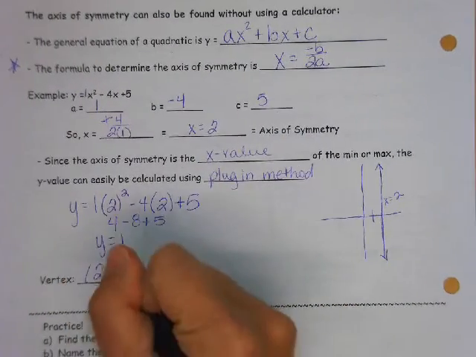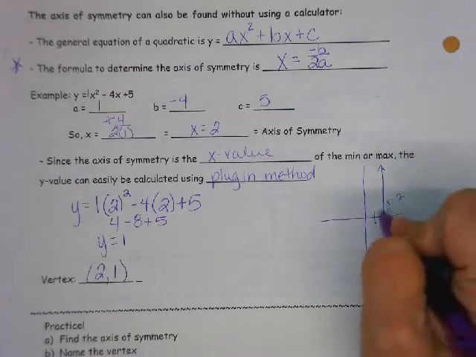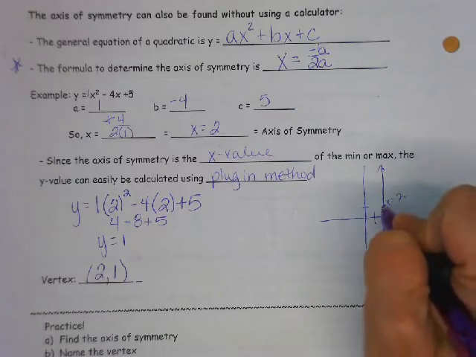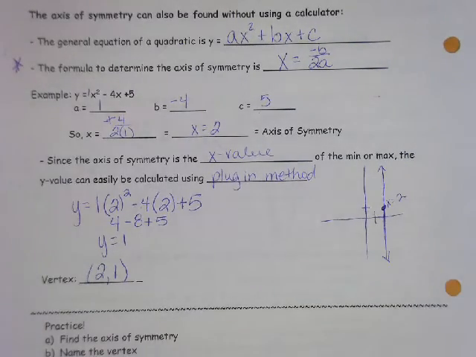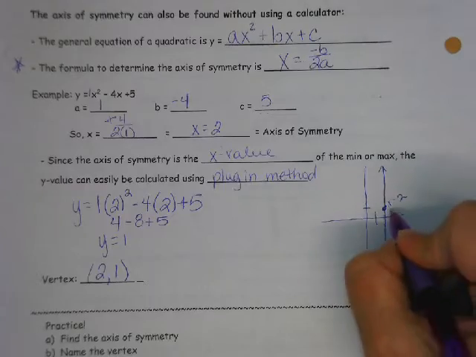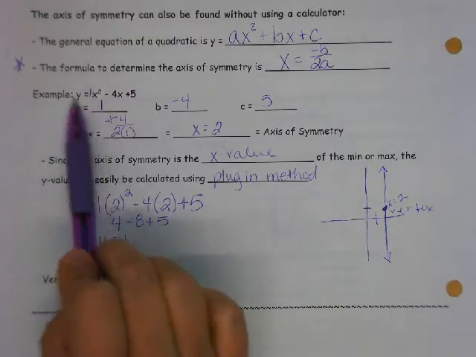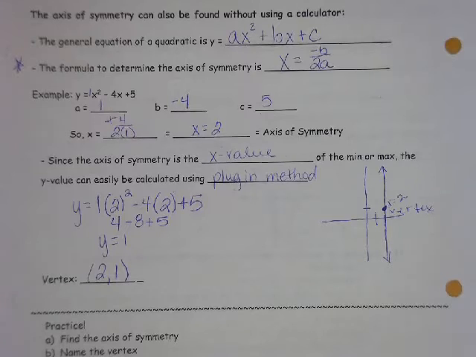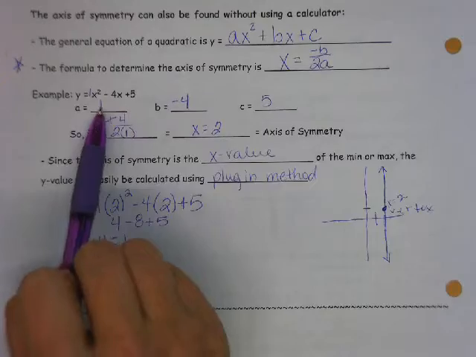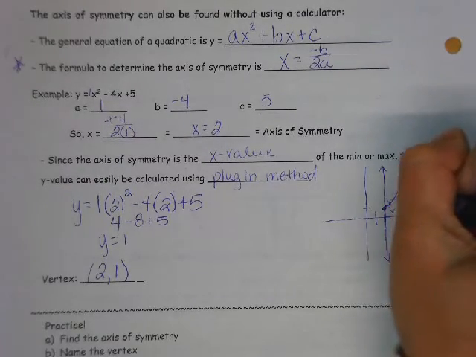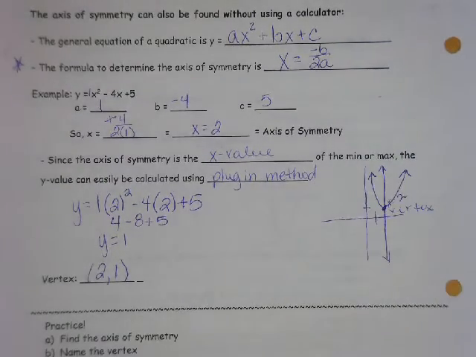And my y value is 1. So if I wanted to, I could say, okay, there is my vertex. I could even go a step further. Look at this. Is it going to open up or is it going to open down? It's opening up. So I could even sketch like that.